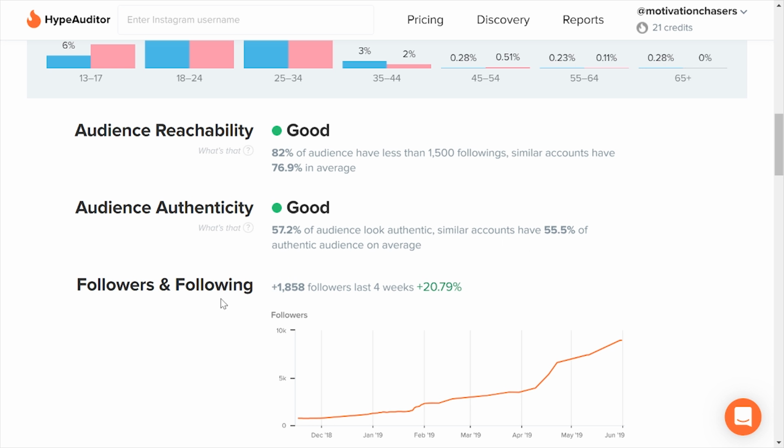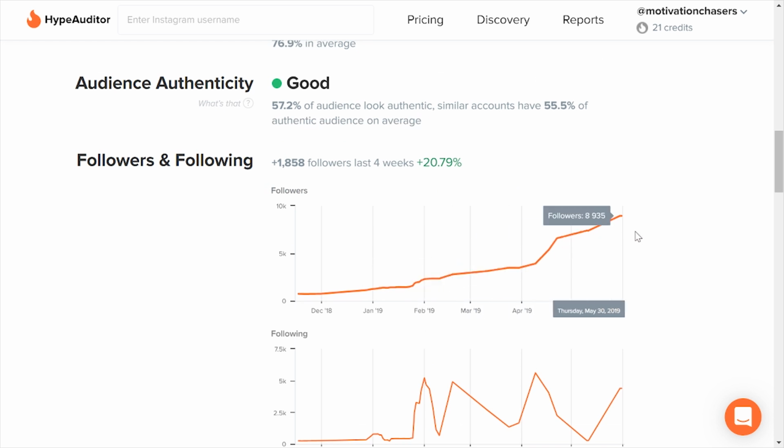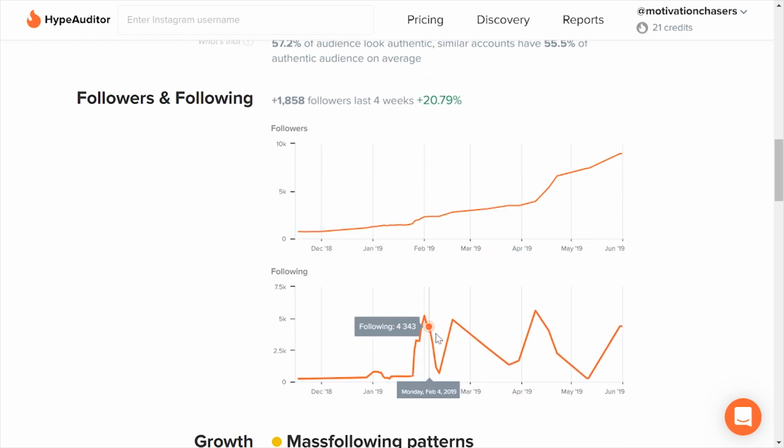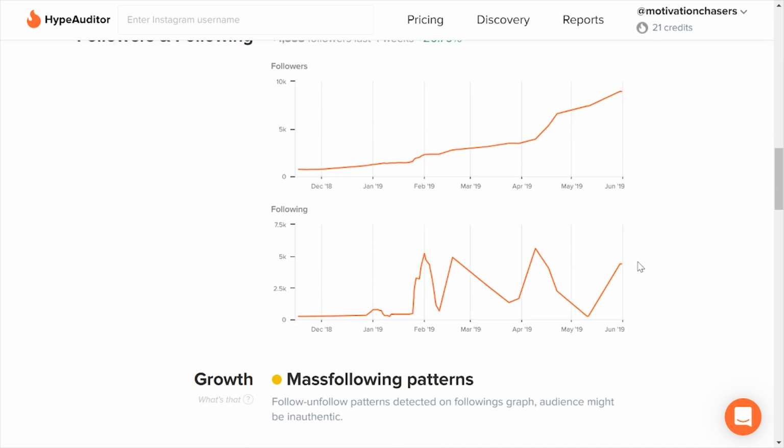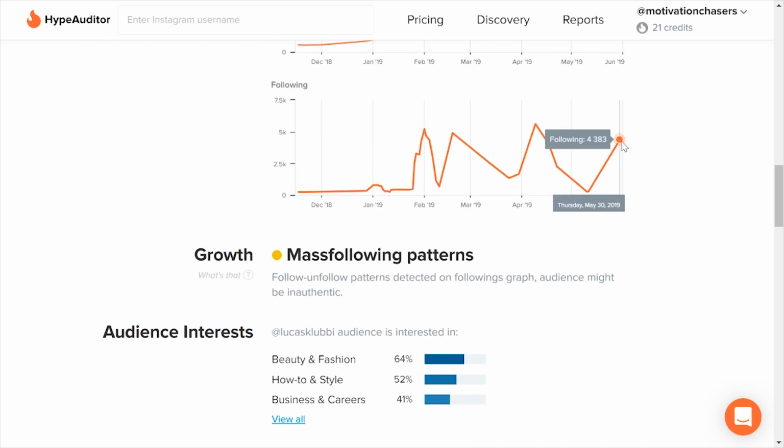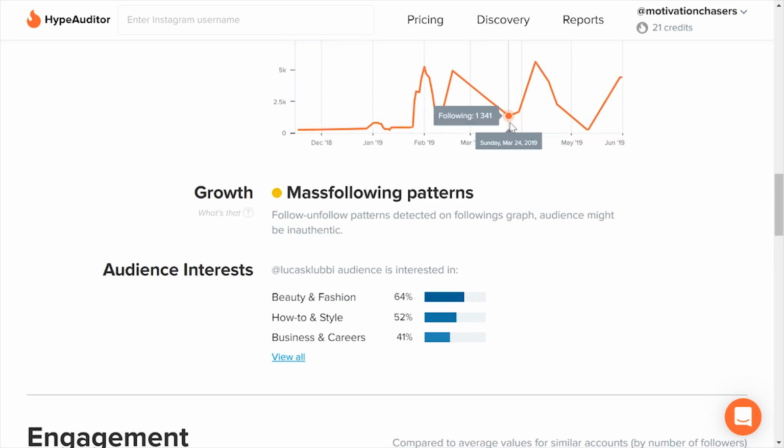And then followers and following. 1,800 followers in the last 4 weeks, which is pretty good, and your growth is growing. And then following, this is where you can see the number of people that you're following goes down, goes up. So this means that this guy is using follow and unfollow, which is pretty cool to see as well. If I were you, man, you're at 9K now, I would recommend you to stop follow and unfollow, because you've reached a solid point for now, so you don't need to do this to continue growing. Mass following patterns, follow and unfollow patterns detected. Yep, so that's pretty much that.